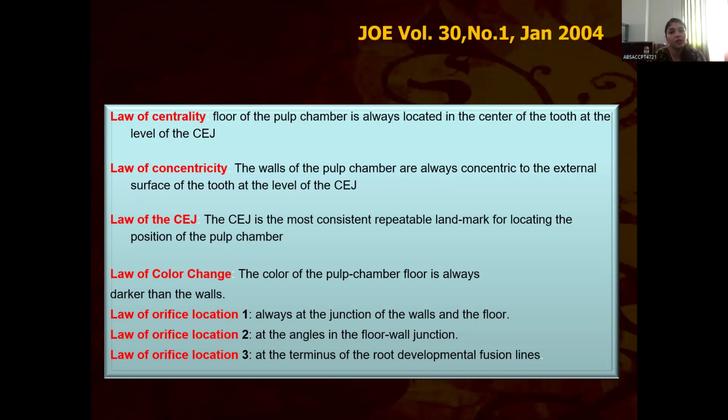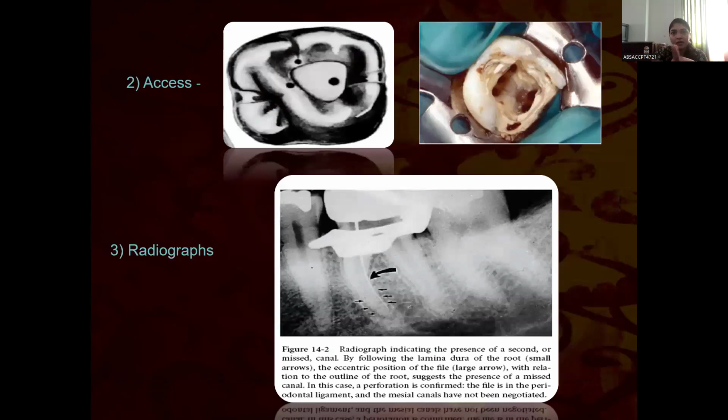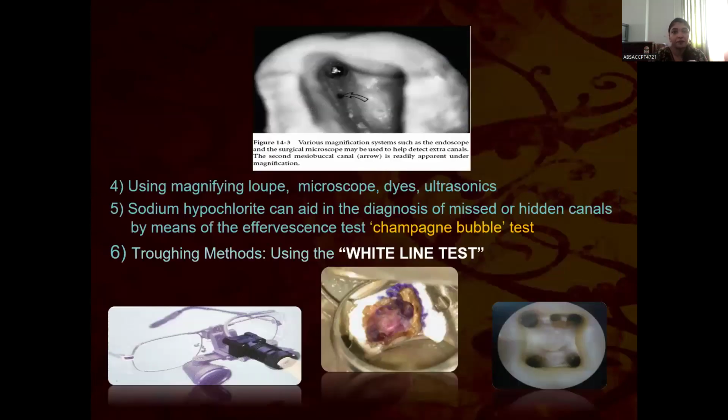The orifice is always located at the junction of the wall and the floor, or at the angles in the floor-wall junction, or at the terminus of the developmental fusion lines. So, as you can see, the access cavity and the radiograph, you should know the anatomy of the tooth very well.